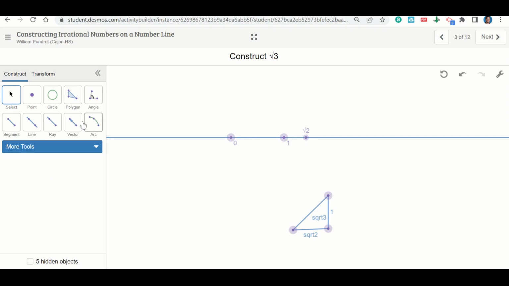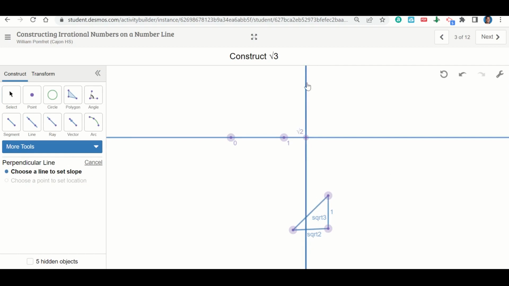So let's go ahead and do that. I'm going to create a perpendicular line. I'm going to go to more tools, and I want a perpendicular line. That'll give me a perfect right angle. So I click on this number line here, and I want it to go through square root of 2. So I click there. So there's my first part.